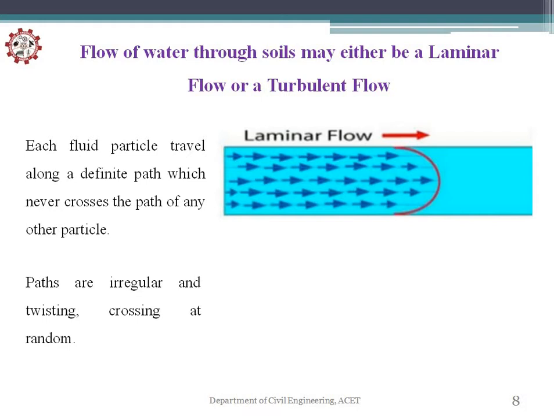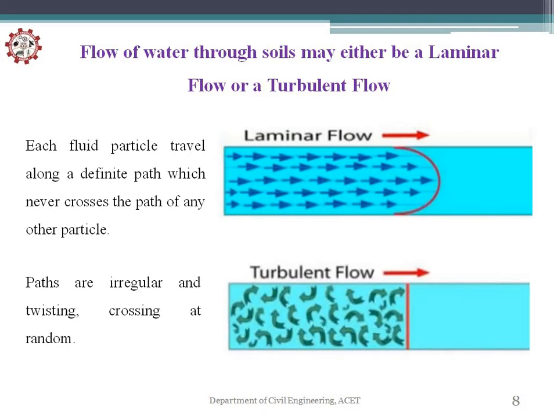Next, in turbulent flow, paths are irregular, twisted, and crossing at random. They are not orderly, they just pass one above the other, or pass with respect to others randomly. So this is turbulent flow. These are the two types of flows.